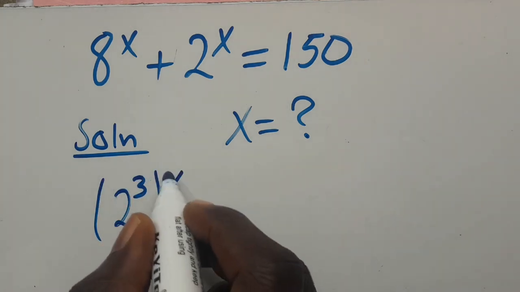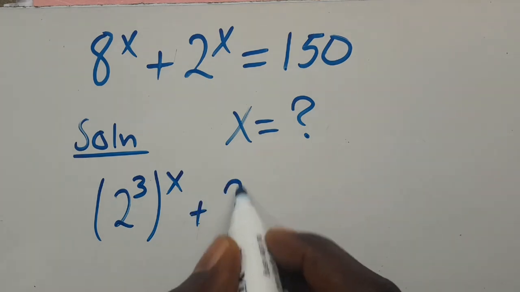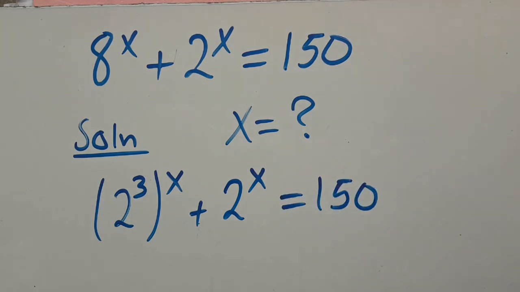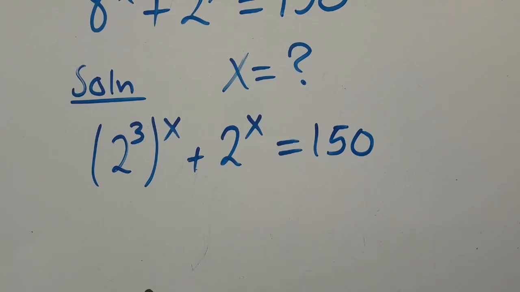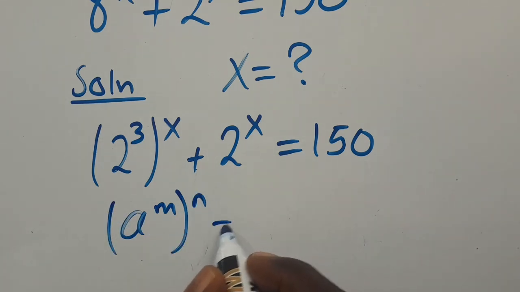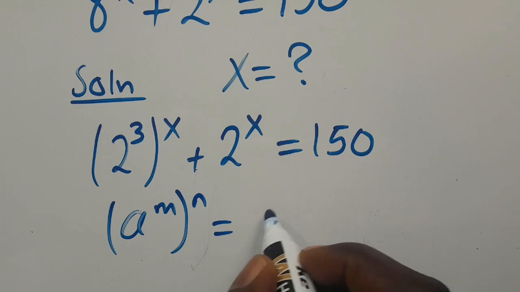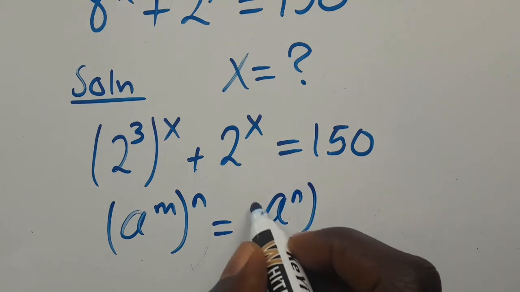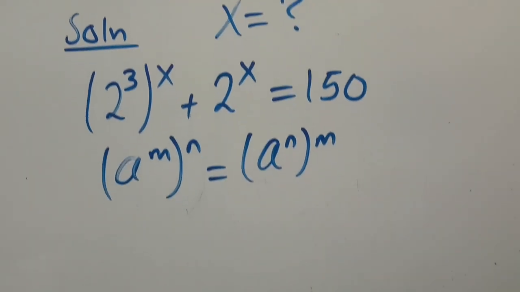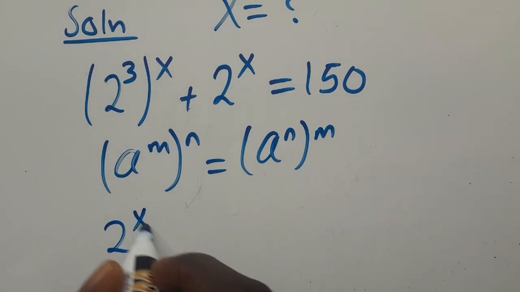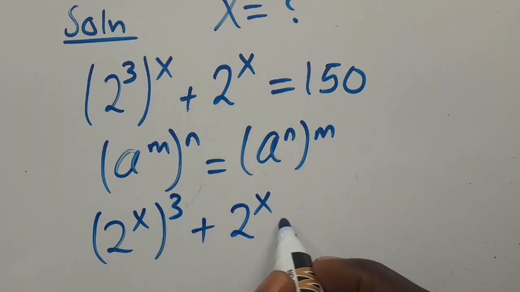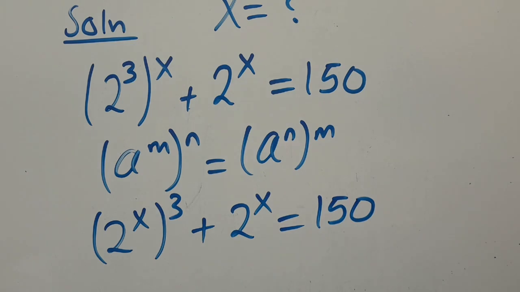to the power of x plus 2 to the power of x equals 150. Remember, when you have a to the power of m all in brackets to the power of n, we can interchange this power from the law of indices as a to the power of n, again all in brackets to the power of m. By applying it to this, we are going to have 2 to the power of x all in brackets to the power of 3 plus 2 to the power of x equals 150.